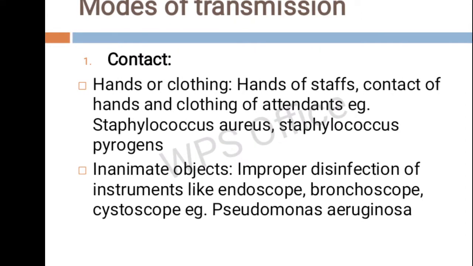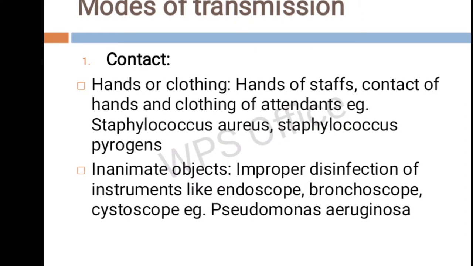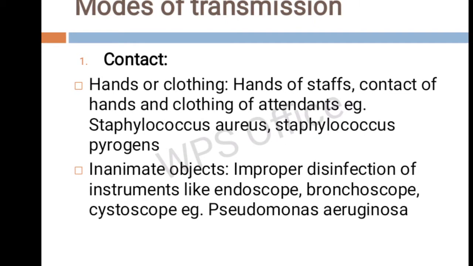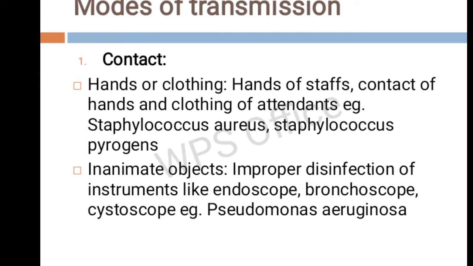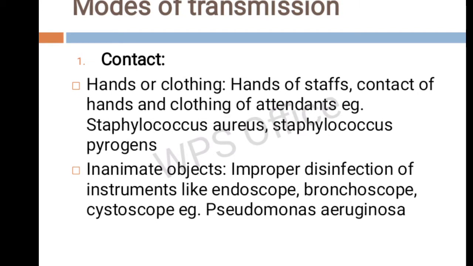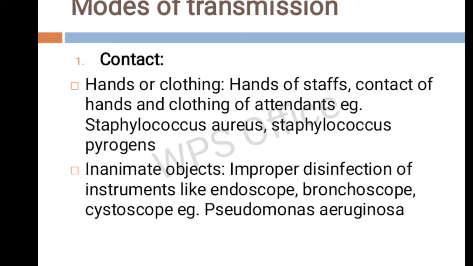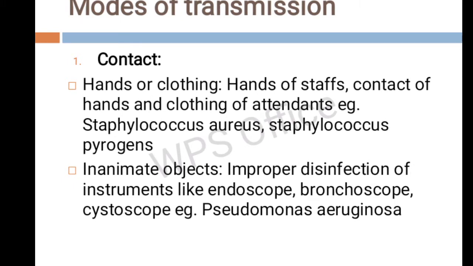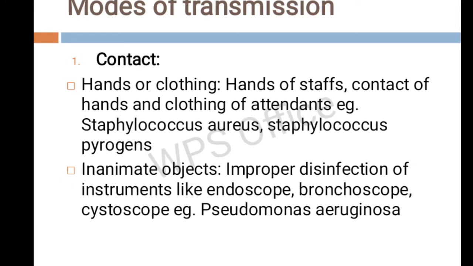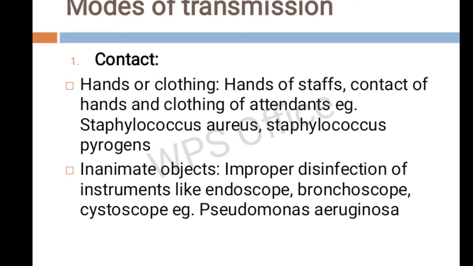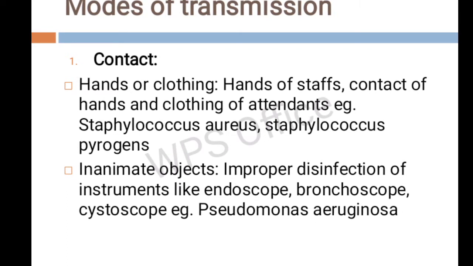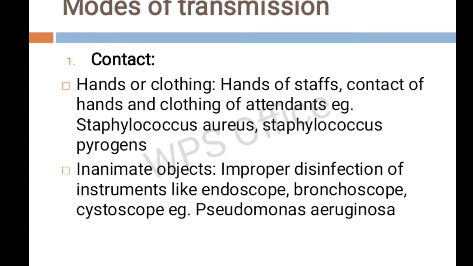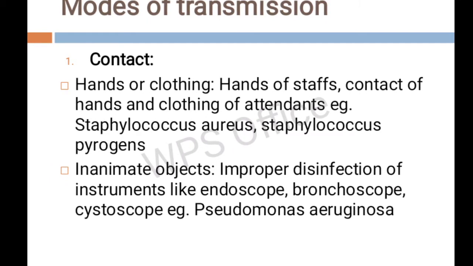Then modes of transmission for hospital-acquired infection are contact, airborne, oral route, or parenteral route. First, contact. How does hospital-acquired infection transmit through contact? First one is through the hands or clothing. The hands of the staff may be the cause of the infection. The hands of the staff which are not washed or sanitized properly after touching one patient, if they then touch another patient, may transmit the disease.